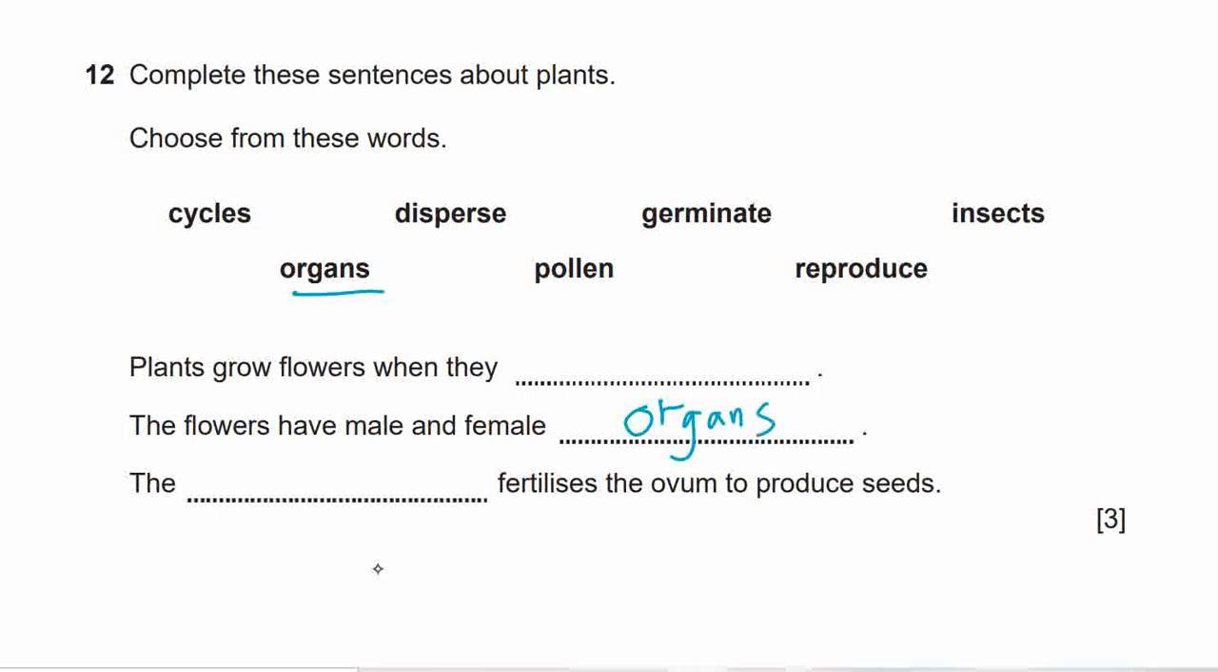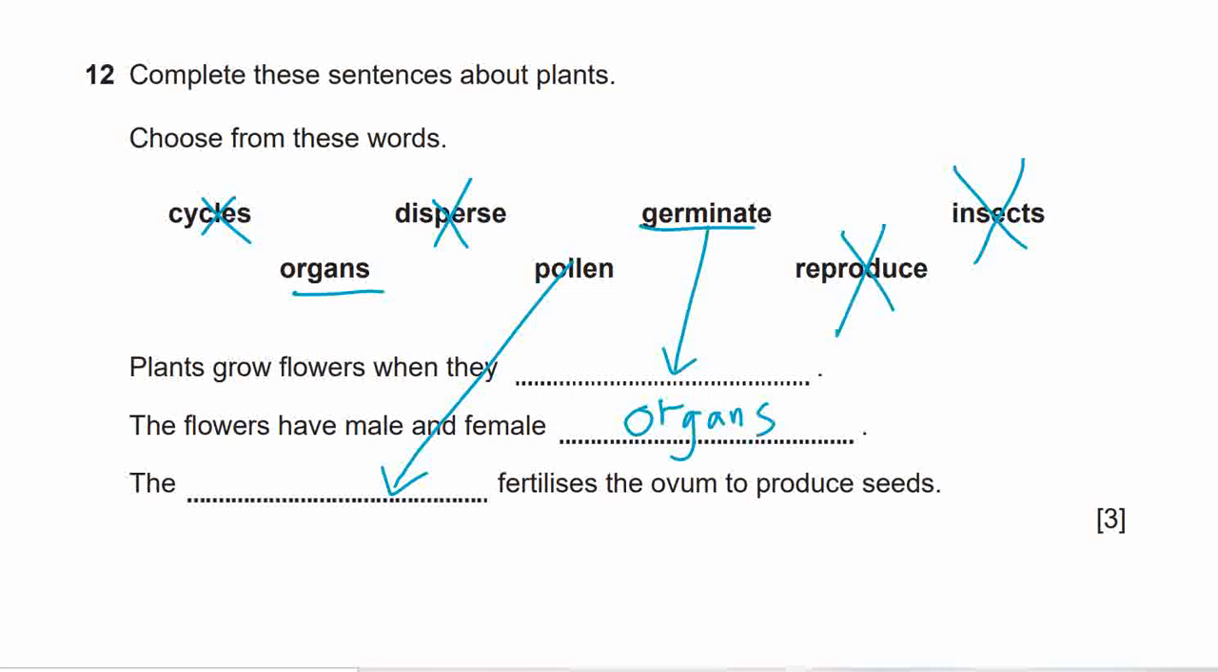Plants grow flower when they germinate. The blank fertilizes the ovum to produce seeds. So the pollen fertilizes. This is not the answer. They reproduce insects. And insects is not part of the answer.